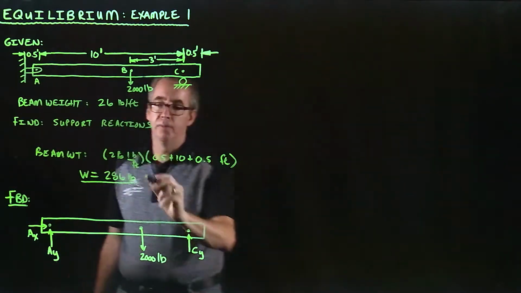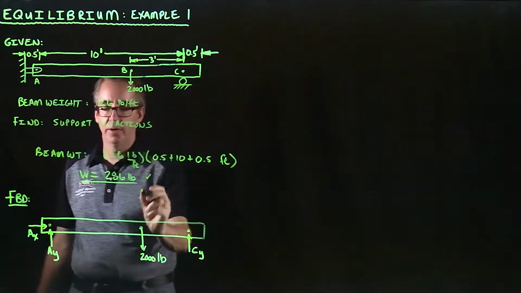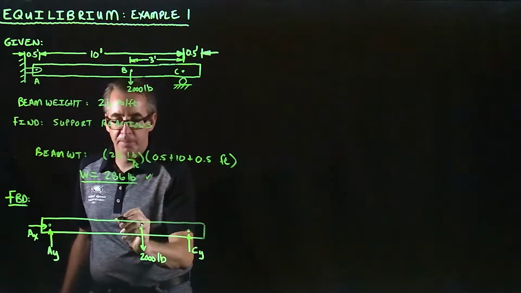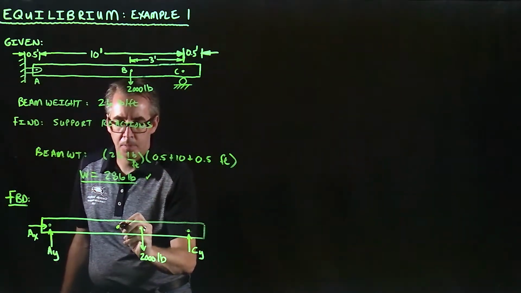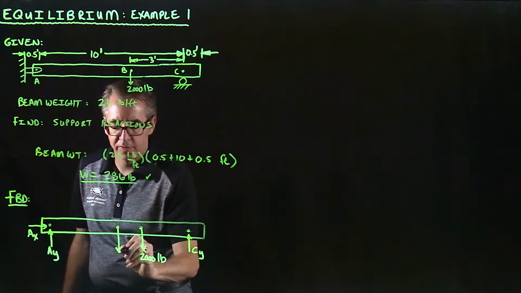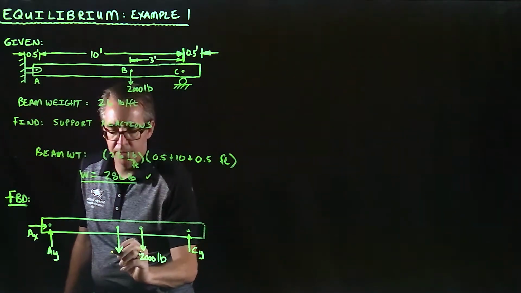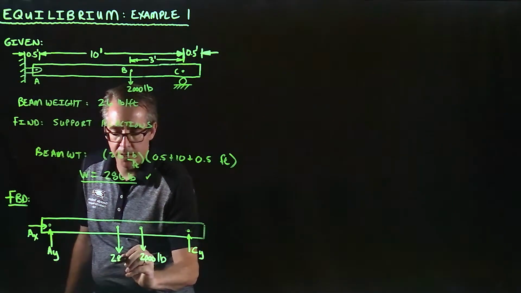At point B, we were given a 2,000 pound point load. And then we also have this weight that we have to incorporate, which is going to be in the middle of the beam. We'll work on that dimension in just a second. I'll just go ahead and put that as 286 pounds.